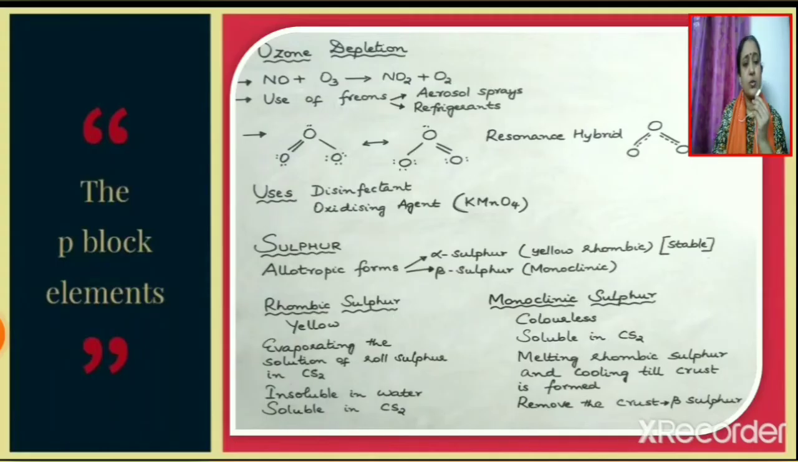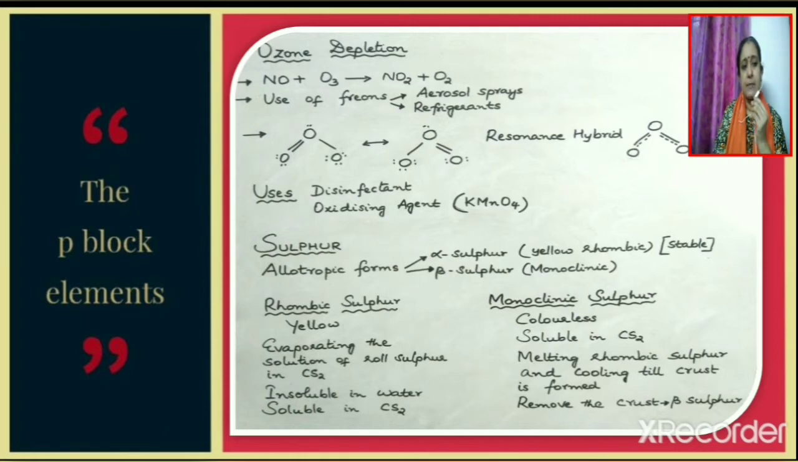What causes ozone depletion? Nitric oxide released by jet planes causes ozone depletion. The reaction taking place will be NO plus O3 giving NO2 plus oxygen. Freons are also responsible for ozone depletion. Freons are used as aerosol sprays and as refrigerants. So nitric oxide released by jet planes as well as use of freons are responsible for ozone depletion.